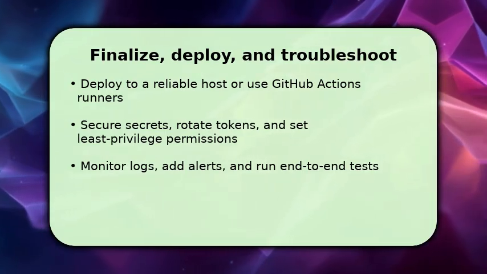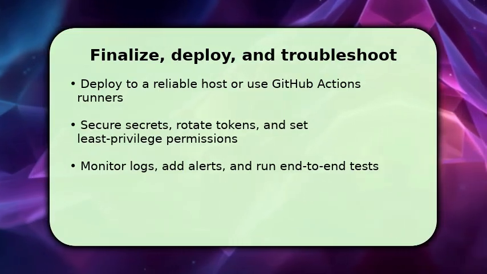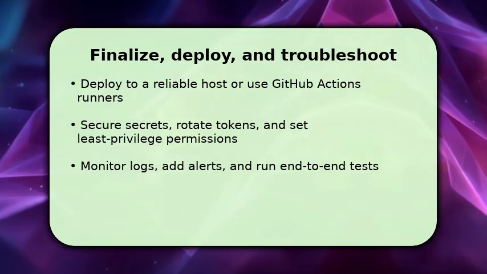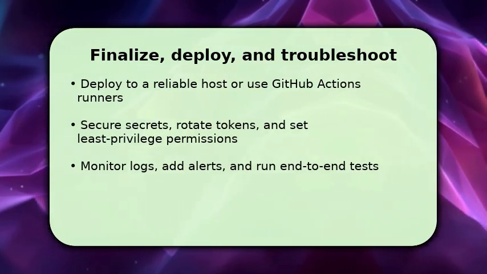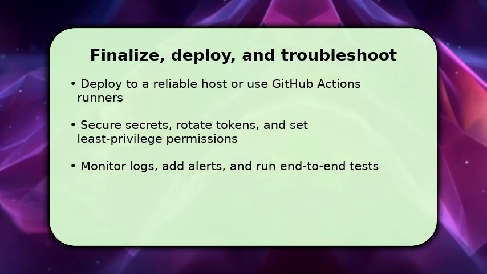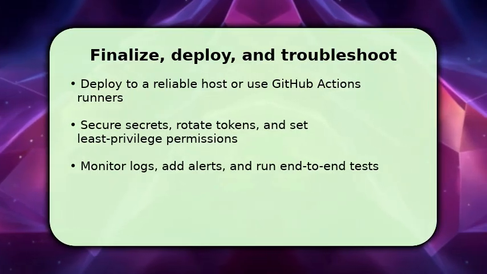Once live, run end-to-end tests against a staging repo and enable structured logging and alerts for failures. If something breaks, check webhook signature verification, token scopes, and rate limits first. Those are the most common culprits. Make sure to reproduce the failing event locally, fix handler logic, then redeploy safely.